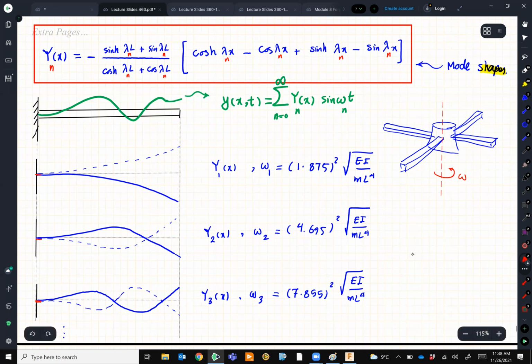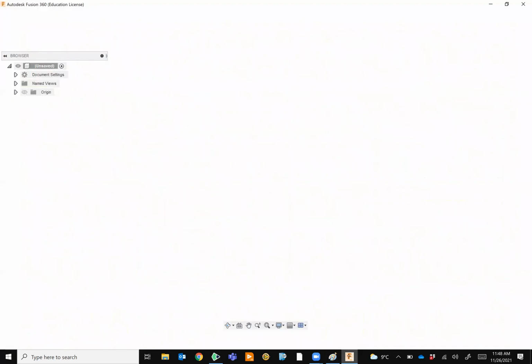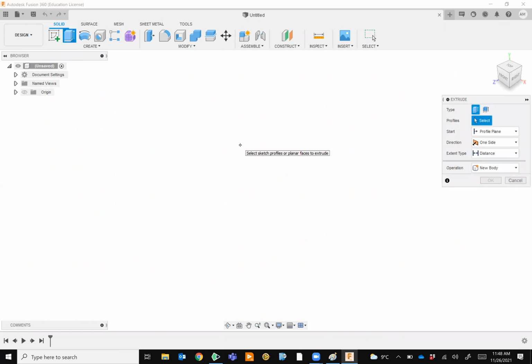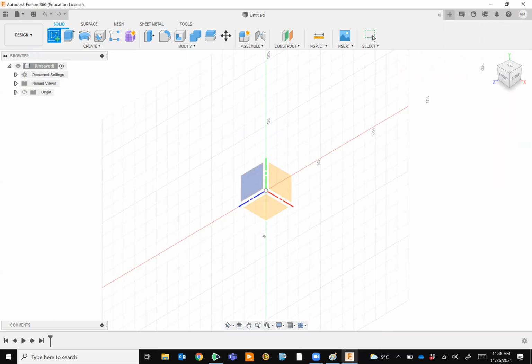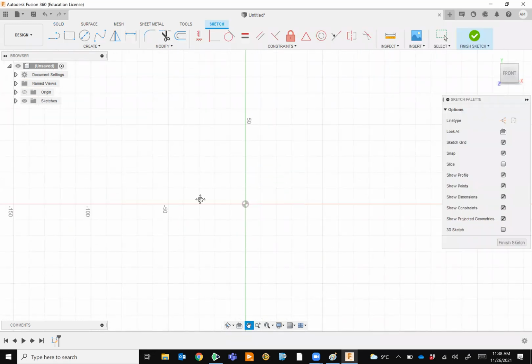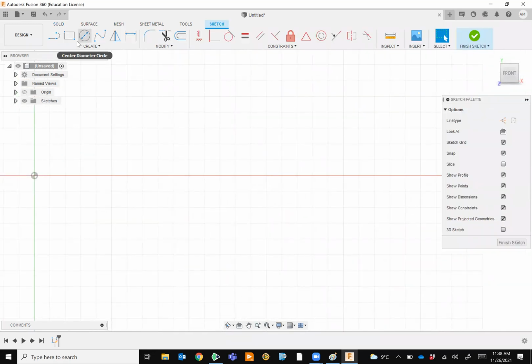So with the time that is left, I'm just going to quickly, in 3 minutes, show you these mode shapes and see if they match what we have in finite element. You can do these things in SolidWorks, or in Adams. This is Fusion 360. Let's say I quickly create a beam.